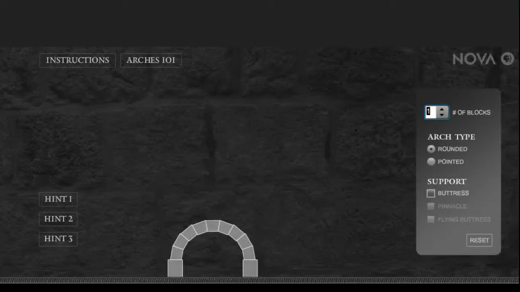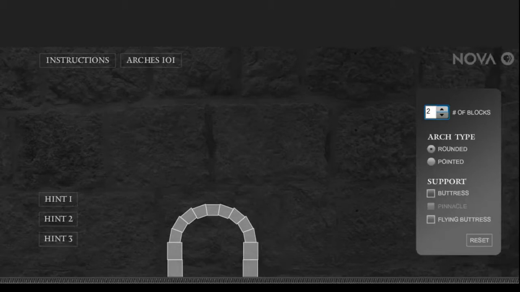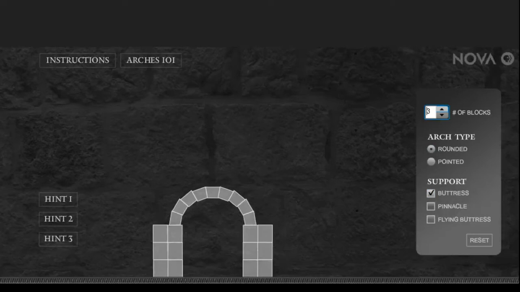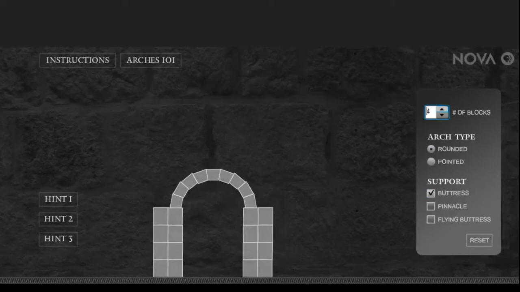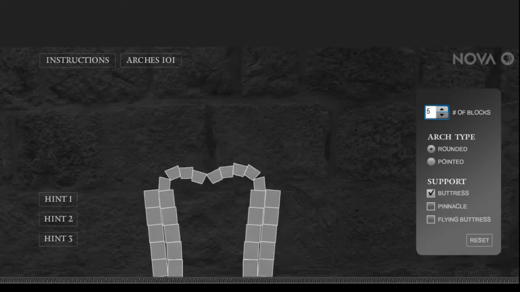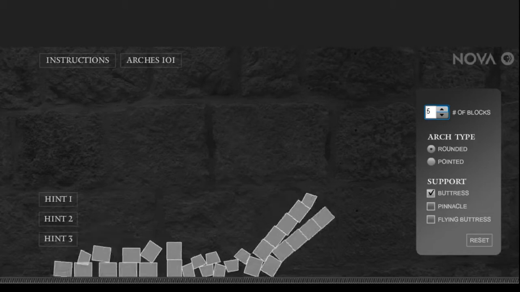Okay, so we're back to the rounded arch, and we only have 1 layer of blocks underneath the arch. We're going to go up to 2 layers, and you can see that it's already starting to bow out just a little bit. If we add buttresses to either side, that gives it a little more stability. And you remember before, the rounded arch collapsed after 3 layers of blocks. Now with 3 layers of blocks, it's still standing. We go up to 4 layers, you can start to see it bow out just a little bit, and it becomes unstable at 5 layers.